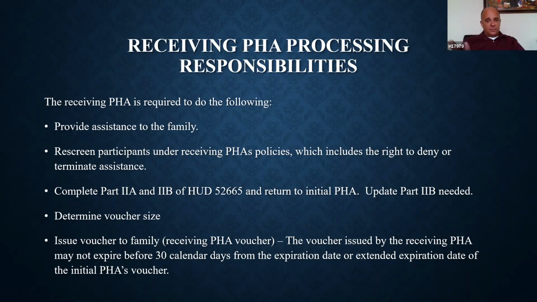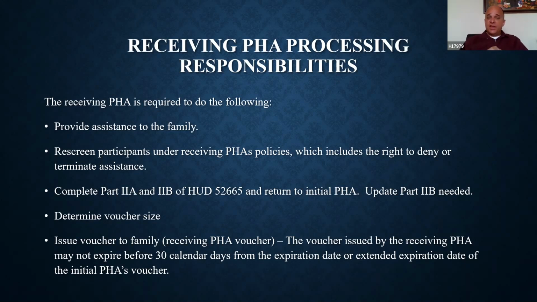I showed you the portability form. Receiving PHA will complete parts 2A and 2B of the form and return it to the initial PHA. Every time that there is some kind of a change to the billing, or if there's a change in unit, sometimes a family may move within the receiving PHA's jurisdiction. The receiving PHA must inform the initial PHA, and part of doing that is sending this Part B form back.